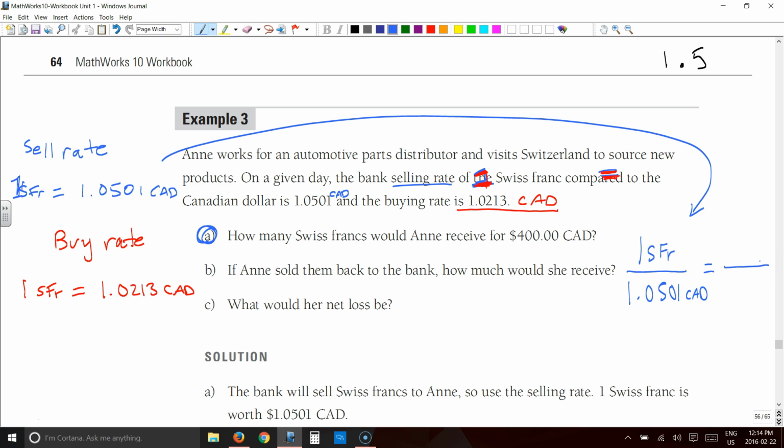All right, let's look at what we have in the question. A, how many Swiss francs would Anne receive for $400? Well, this is the other piece of information we need.